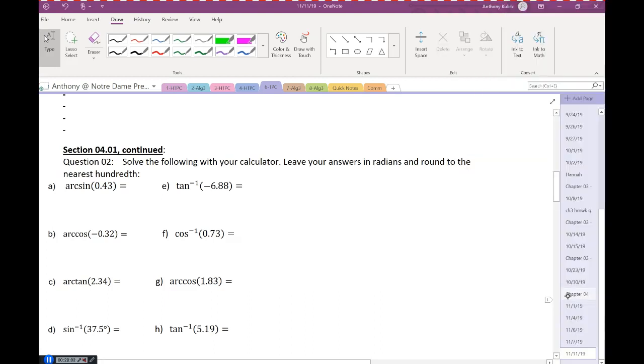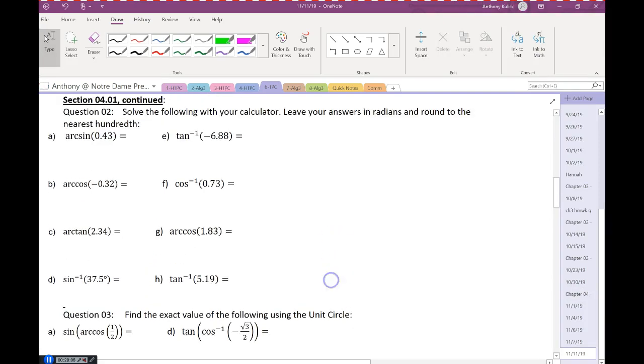What's the only problem on this list that we have to be a little bit careful about? D. Why? It's in degrees. So what are my options? Yeah, I can take this and convert it into radians by multiplying it by pi over 180. Or I could put my calculator in degrees, compute the answer, and then multiply the answer by pi over 180. Either way of doing it is fine.